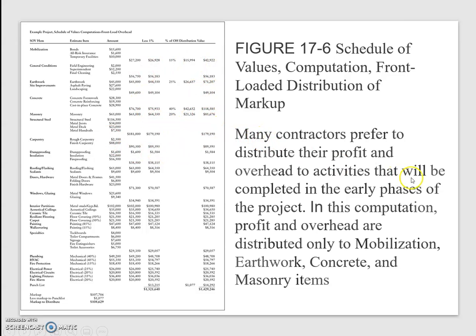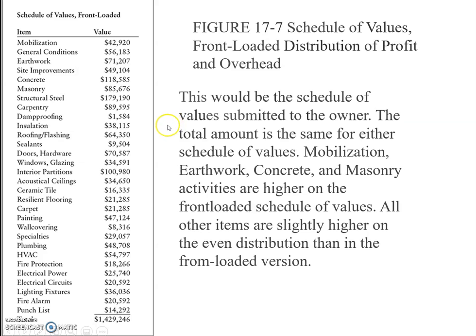Okay, so the contractor sometimes does this type of thing to get the profit and markup which they will get from the whole project. They will try to get it early in the project. So that is called the front loaded schedule. Okay. So this is then the schedule of values, front loaded distribution of profit.